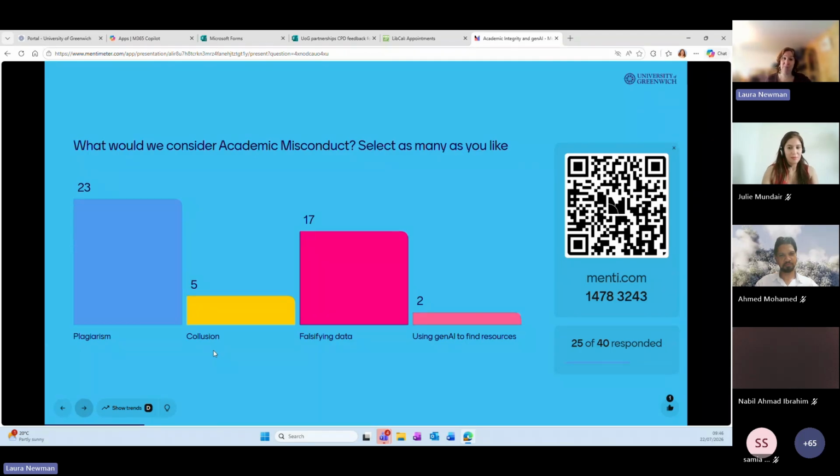Collusion, we would also count as academic misconduct. So colluding on work. For example, if there is an individual piece of coursework, but two students work together to write the assignment, and then they both submit that assignment that they've worked on together as an individual piece of work, that would be considered academic misconduct because, again, it is unethical. When it is an individual piece of work, it is unethical to work on it with other people and then submit it purely as your own work. So we'd also count that as academic misconduct.